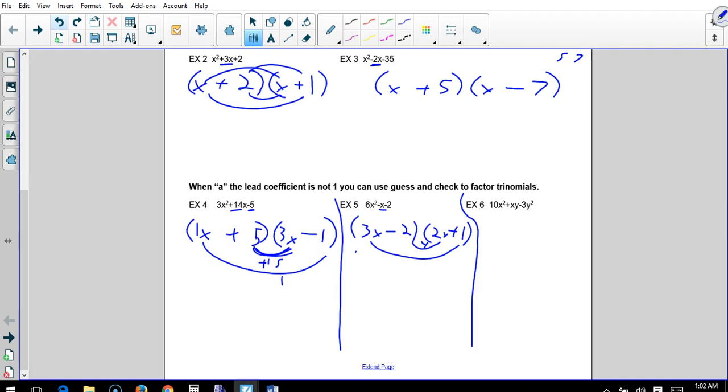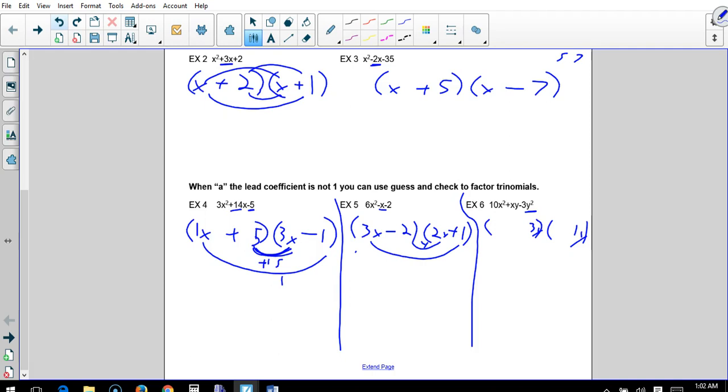And over here, again, I'm going to start with the easy one because I know this is 3 and this is 1. That's the only way to get 3. I need to give myself enough room. I need to have my y's in here also, because I do have a second variable here.